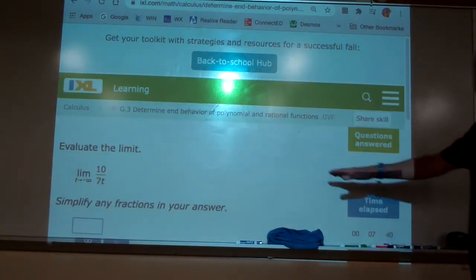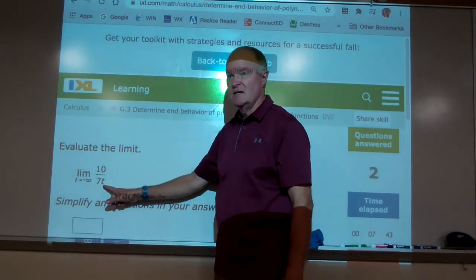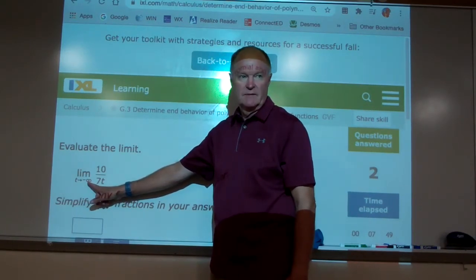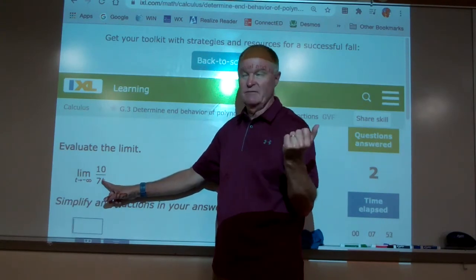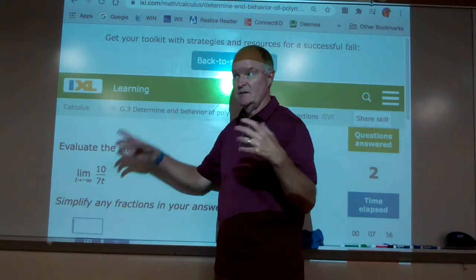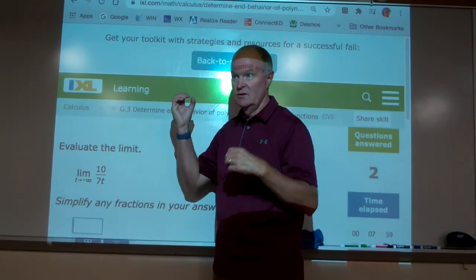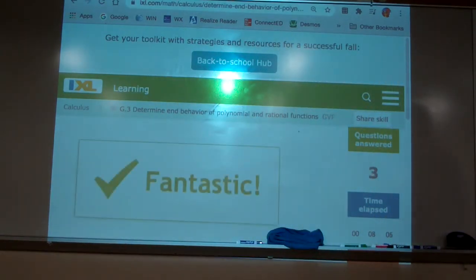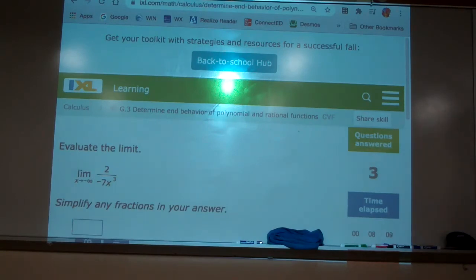Well, how about that one? 10 divided by 7t, going to negative infinity, right? So the bottom is getting really, really big, but in a negative direction. So 10 divided by something really, really big is still getting really, really small. So that's also still 0. How about that one? Top's 2. What's happened to the bottom? Getting bigger and bigger and bigger and bigger. Still going to 0. Uh-oh, that's weird.